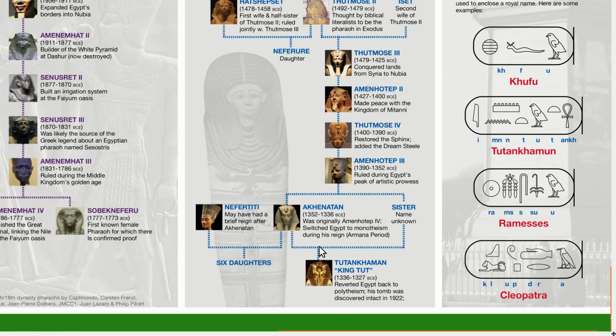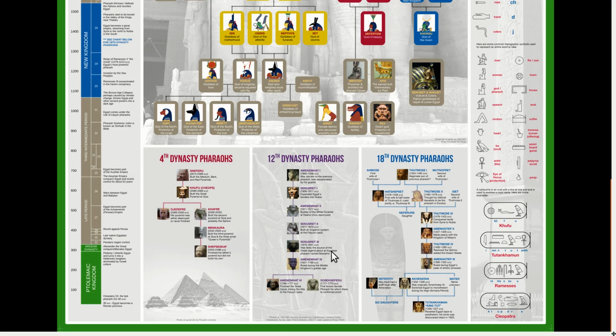Now, he also had a son, the famous King Tut, whose tomb was found in the 1920s, full name Tutankhamun. And it's now known that Tutankhamun was the product of Akhenaten and his sister. Tutankhamun became pharaoh after Akhenaten, and he reverted Egypt back to polytheism. But shortly after Tutankhamun, the 18th dynasty comes to an end.